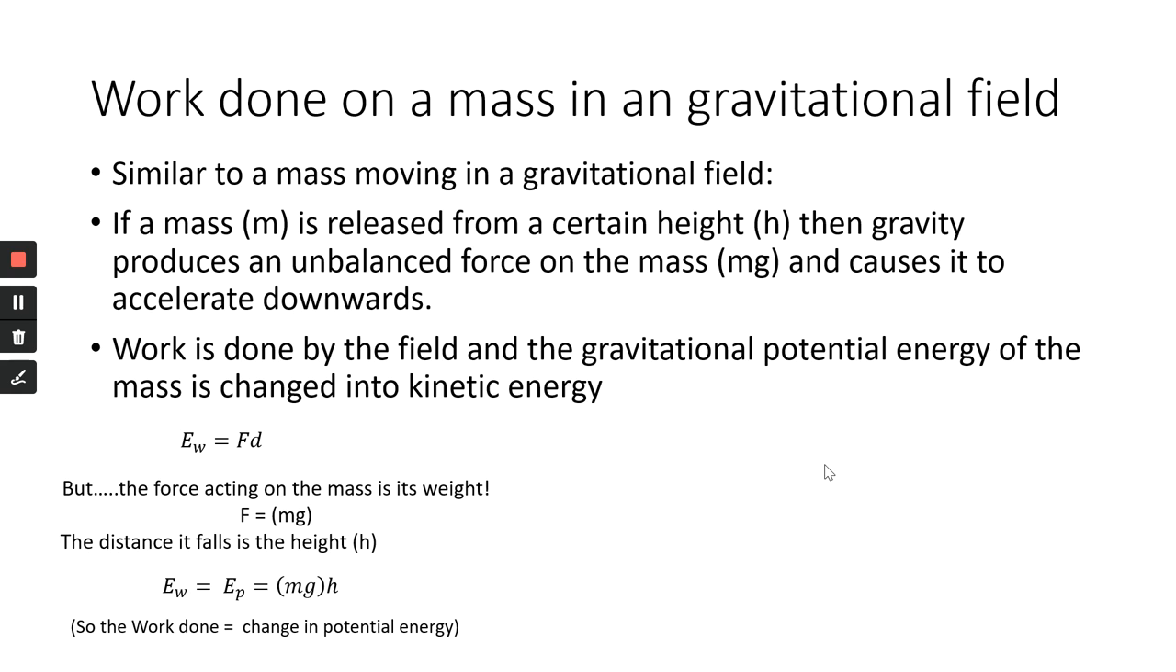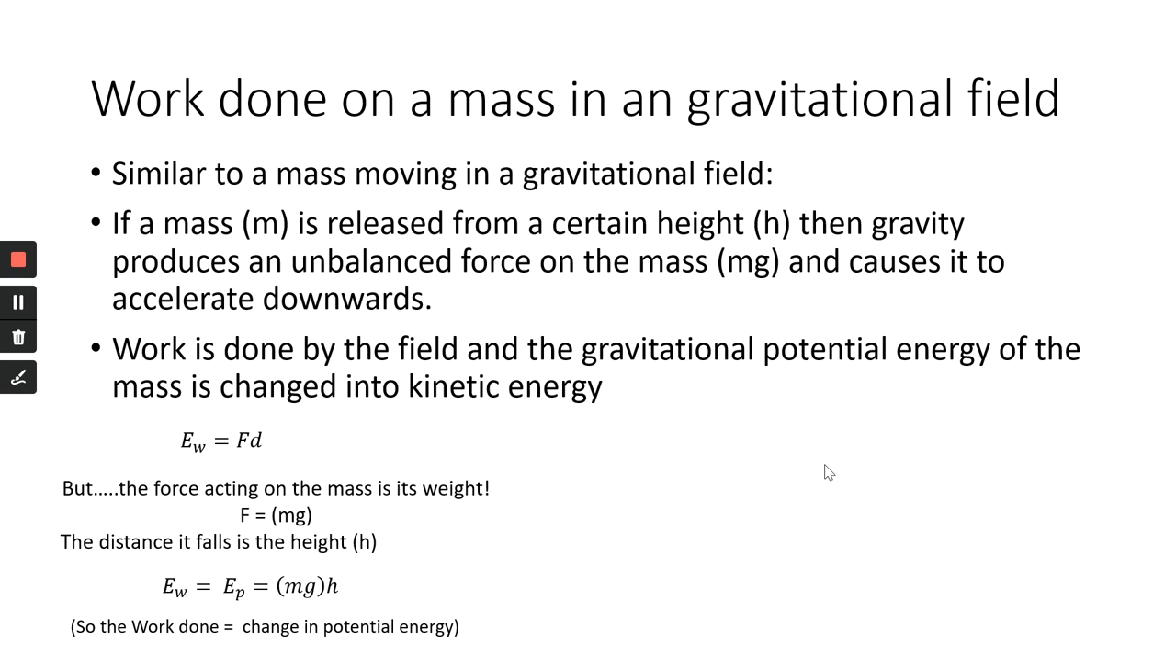Okay, so let's try and draw some comparisons between what we already know on gravitational fields and link it to electric fields. So let's consider a mass moving vertically in a gravitational field. If we have a mass that is at some height h above the ground and we let it go, then its weight downwards produces an unbalanced force. And this causes it to accelerate vertically downwards.